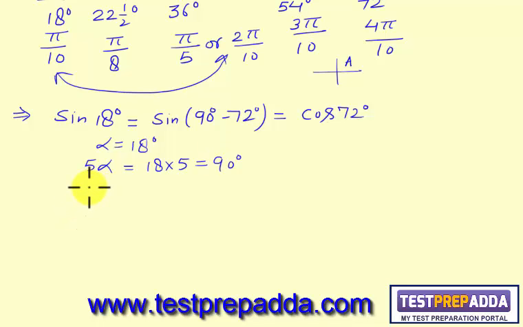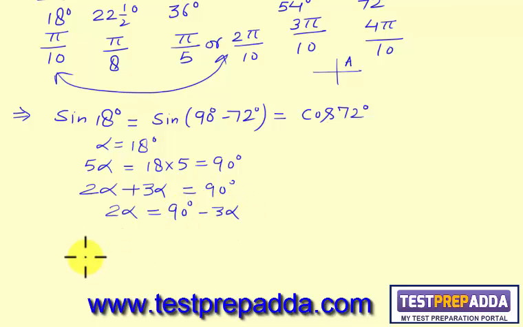Now 5 alpha I can write as 2 alpha plus 3 alpha, that is equal to 90 degree. Why am I doing this? Because I know sine 2 alpha, I know cos 2 alpha, I know sine 3 alpha, I know cos 3 alpha. So with the help of that, I will try to find the value of sine alpha, that is 18 degree. Got the idea? So I can write this 2 alpha as 90 degree minus 3 alpha.